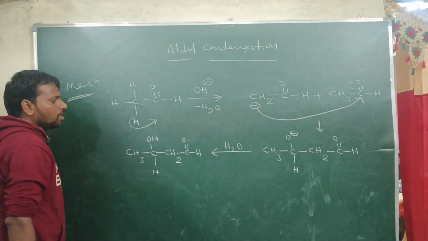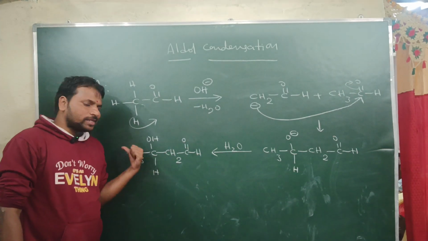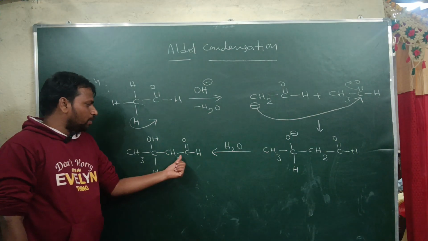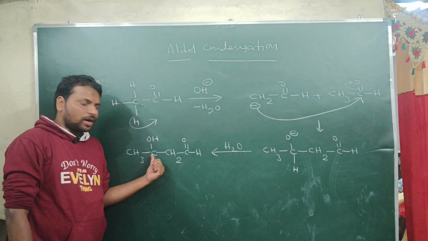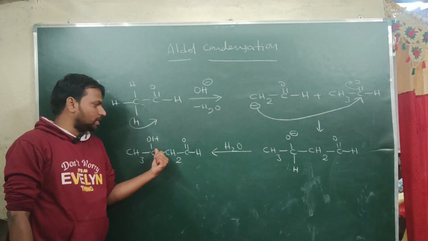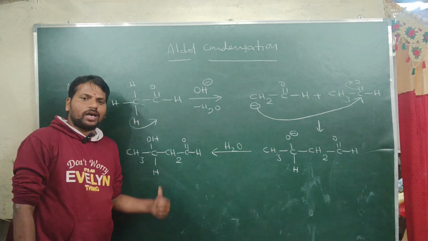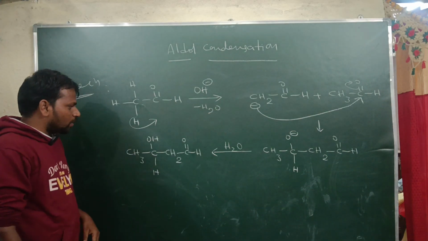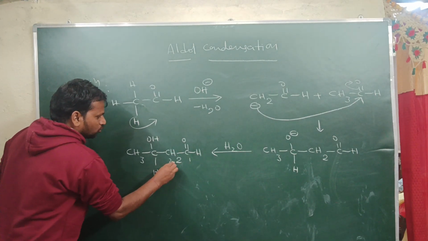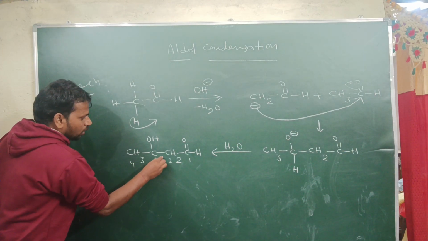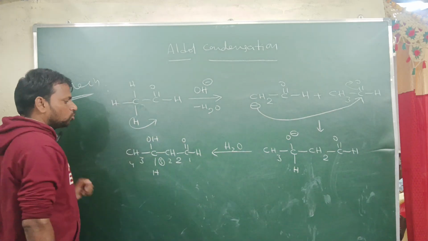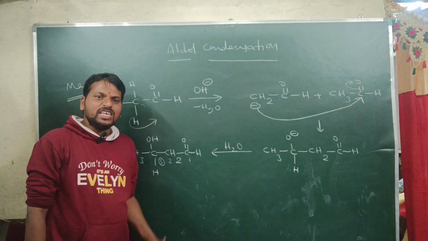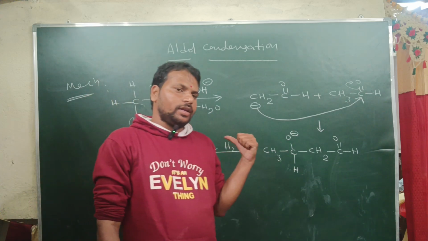So this is said to be beta hydroxyaldehyde. Why? Because this is the alpha carbon, this is the beta carbon, and on the beta carbon an OH group is present. That's why it is said to be beta hydroxyaldehyde, the general name. Also the IUPAC name of the compound: numbering 1, 2, 3, 4, on the third carbon an OH group is present, meaning 3-hydroxy butanal is the name of the product.